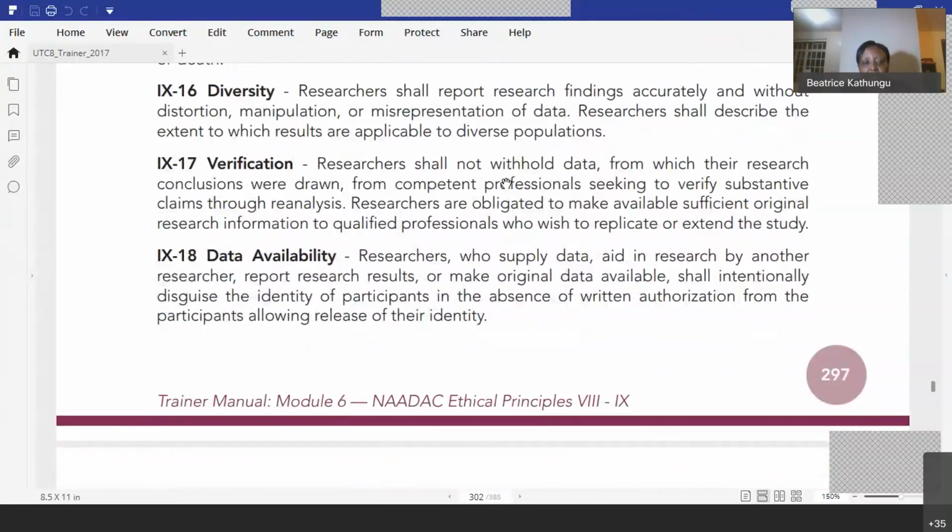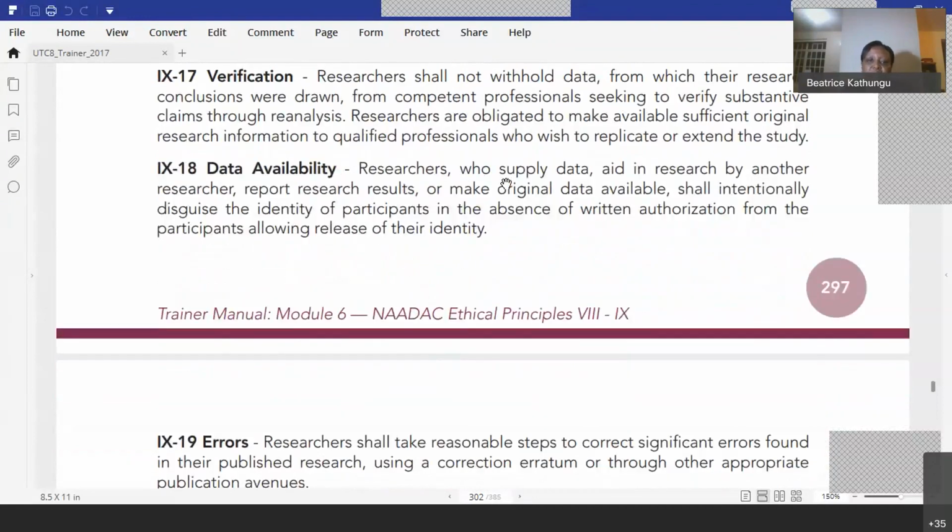Now, standard number 18 is about data availability. So researchers who supply data to aid in research by another researcher, report research results, or make original data available, shall not intentionally disguise the identity of participants in the absence of written authorization from the participants allowing release. In other words, if you're going to make your data available to other people, like we have said in number 17, you have a responsibility to ensure that you disguise the identity of participants so that people may not know the source of that data.